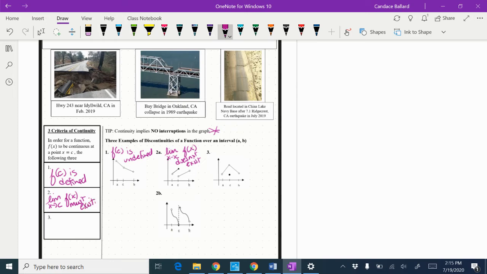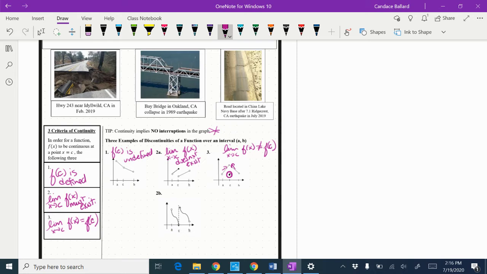And then finally, right here, the last one, this one's not continuous because the limit as x approaches c of f of x does not equal the function evaluated at that point. So the limit exists, the point exists, but they are not the same thing. So that means that there's still a gap in there. So the third criteria is that the limit as x approaches c of f of x equals the value of the function at that point. Basically, if you'd have to lift up your pencil to draw it, there's no way that that's continuous.